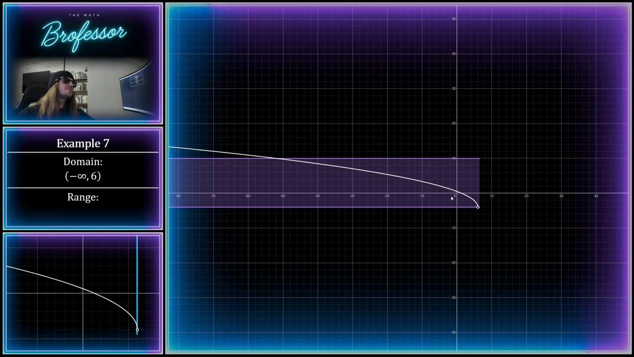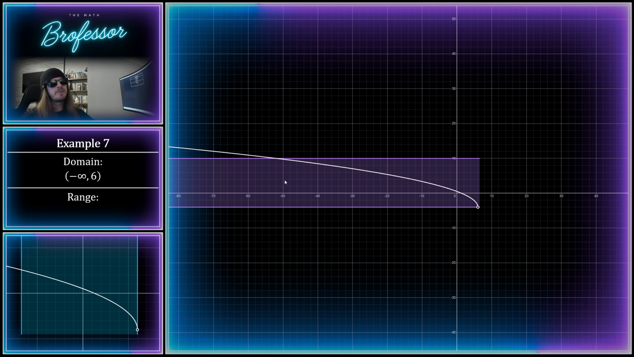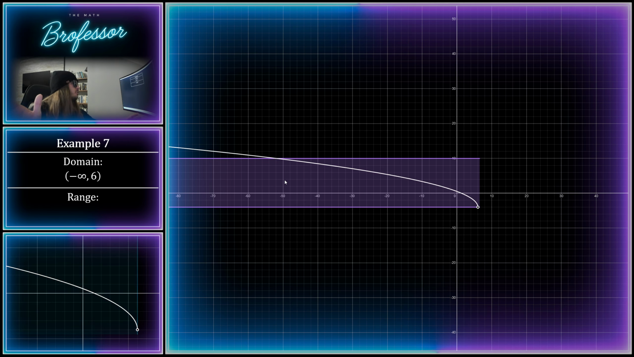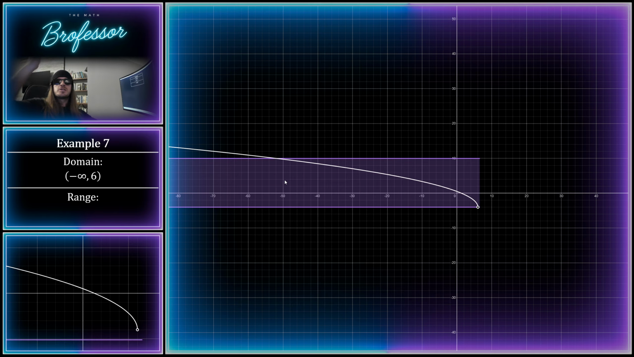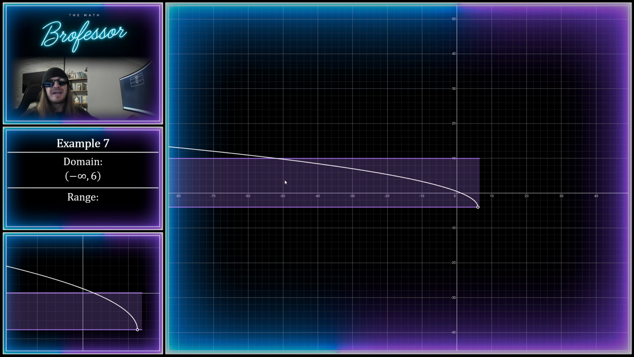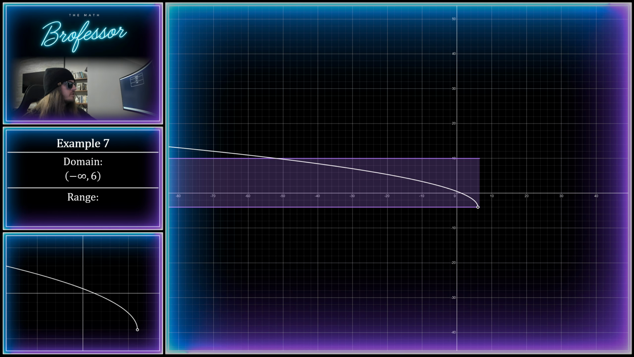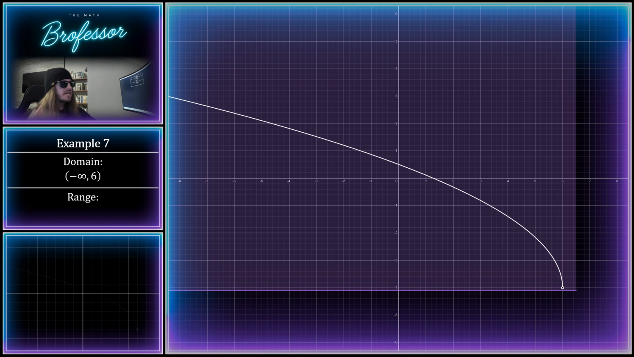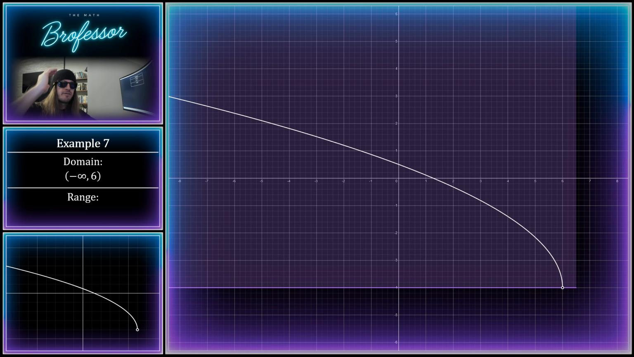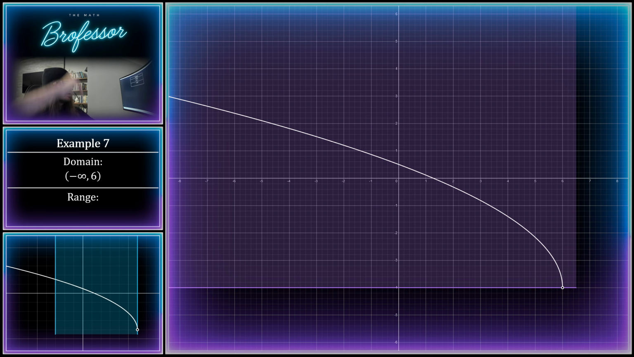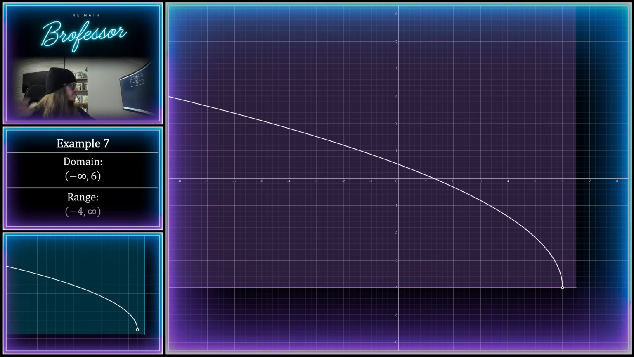So this function, it's a square root function, by the way, and it is extending infinitely to the left. We already got that in the domain with the negative infinity, but it's also extending infinitely up. Mind you, it's not going up as fast as it's going left, but it will go up and left forever. So we've only have this thing contained on the bottom by -4, but we can't contain it on the top. So this is -4 to infinity with parentheses for the range.